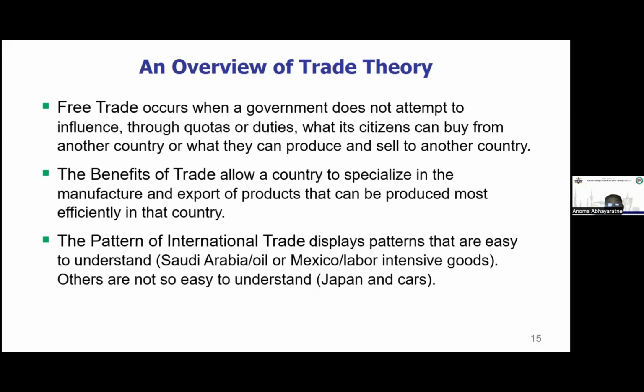But others are not easy to understand. We know that Japan produces cars and sells cars. They are good at producing cars. But we know that Japan is a small country. They do not have raw materials. They do not have enough labor. But we cannot explain from what we discussed why they are specialized in producing cars and electrical goods, whatever goods that they produce.